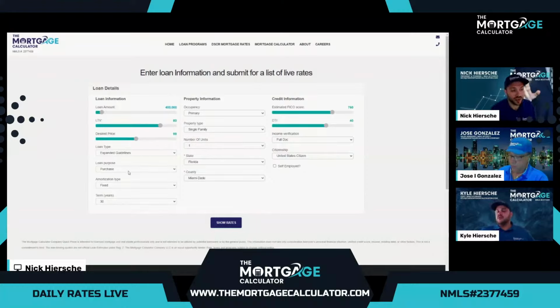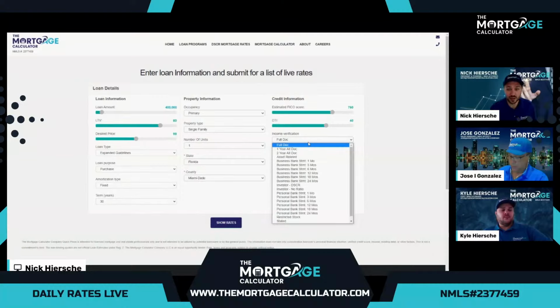So we pull up expanded guidelines, same thing, purchase, 30-year fixed, primary home, Miami-Dade, same credit, same DTI, but instead of doing a full doc loan with tax returns and all the stuff we're used to for a conventional loan, we can qualify a borrower with alternative income documentation, whether that's 1 year of alt doc, 2 year of alt doc, or we have specific types here listed as well. We can do asset related loans, which we talked about yesterday in our Daily Rates Live. We can do business bank statements. 12 and 24 months are the most popular, but there are a few other options.